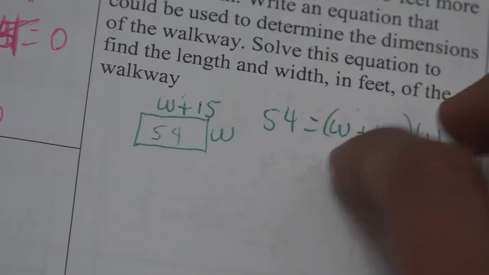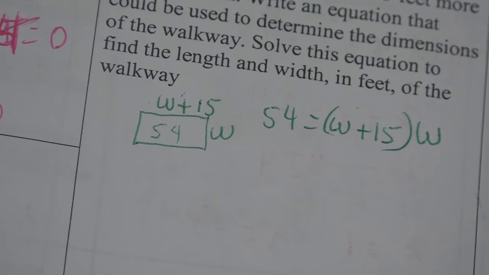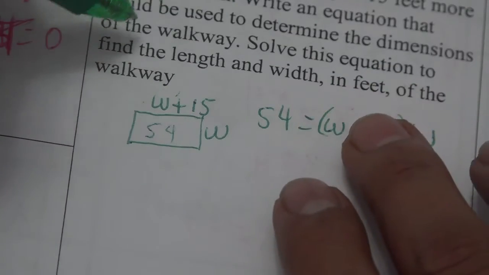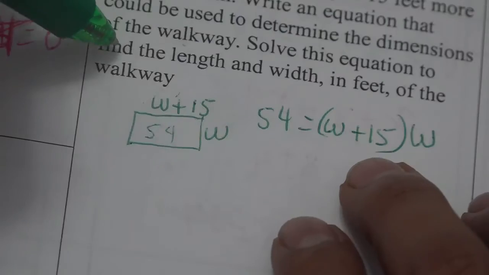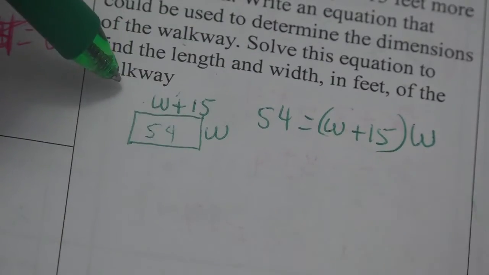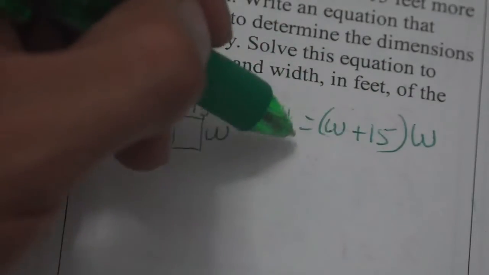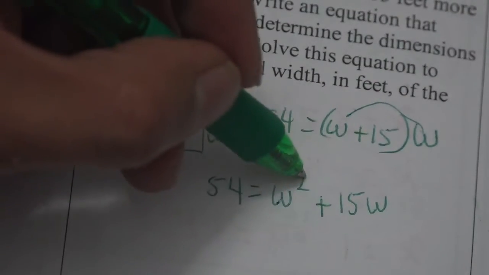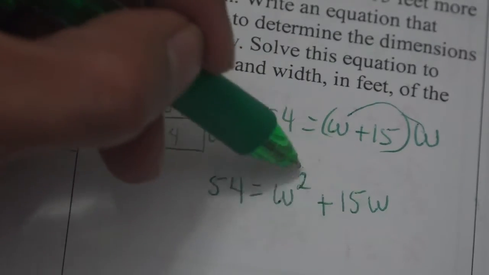I know that this right now seems like, oh wow, an expression with letters. Still, it has to make sense. Alright, so write an equation that could be used to determine the dimensions of the walkway. Solve this equation to find the length and width in feet of the walkway. Okay, so I need to solve this, not a problem. First, let me remove the parentheses and use the distributive property. So 54 equals W squared plus 15W. This becomes a quadratic equation because it has the little square here.